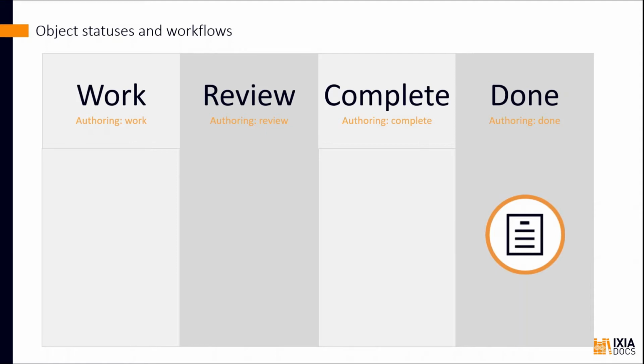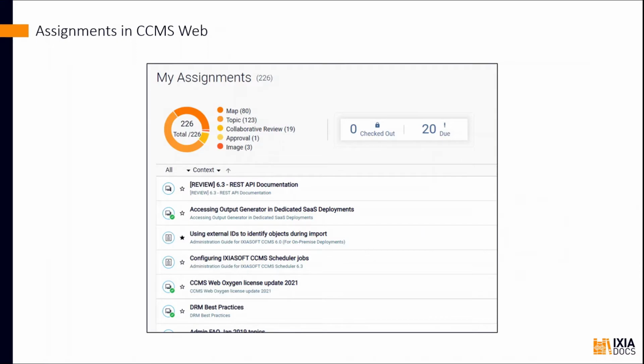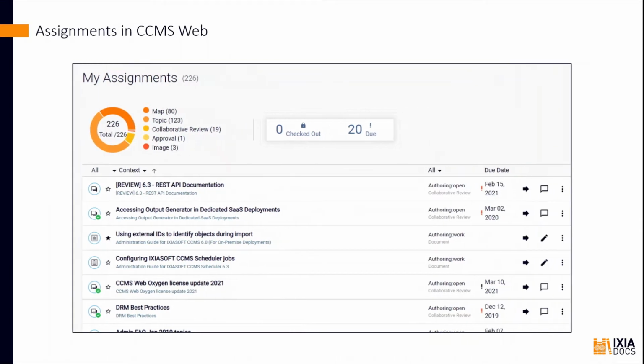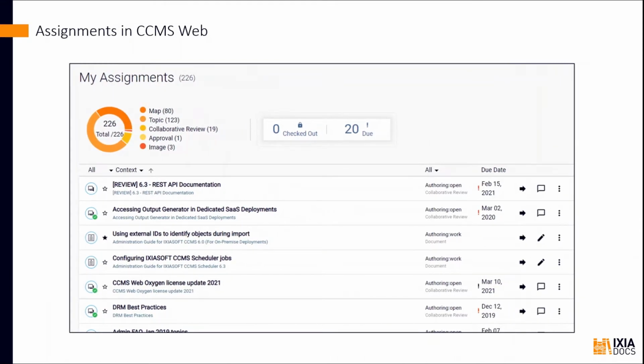So how does an object status affect assignments? An assignment appears on a user's My Assignments page only when the object is assigned to the user and the object is in the correct status for that user to work on it. That's when it becomes an active assignment for that user, and the correct status to become an active assignment depends on the user's role. For example, I might assign a topic to a reviewer, but it does not appear on their My Assignments page if it is in work status and I'm still working on it. It only becomes an active assignment for the reviewer when the topic moves to review status. This makes sense. I can assign a reviewer or editor ahead of time, but they'll only see the object on their My Assignments page when they need to work on it.